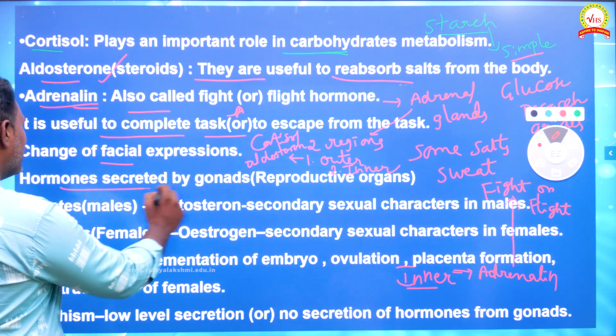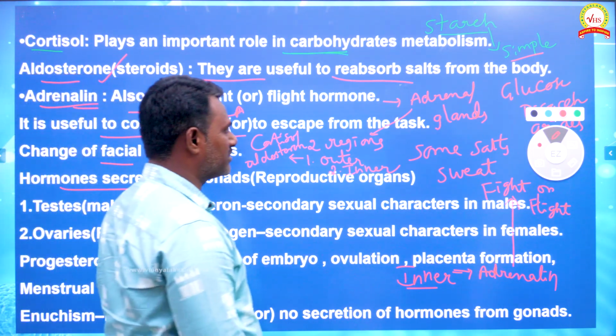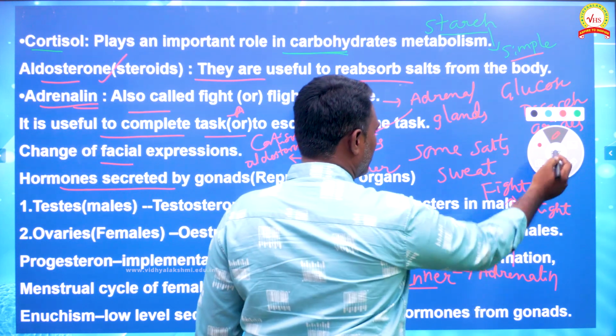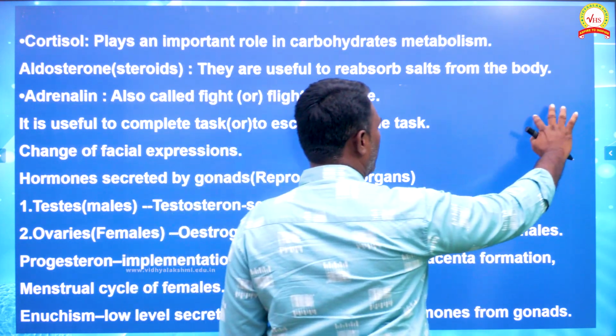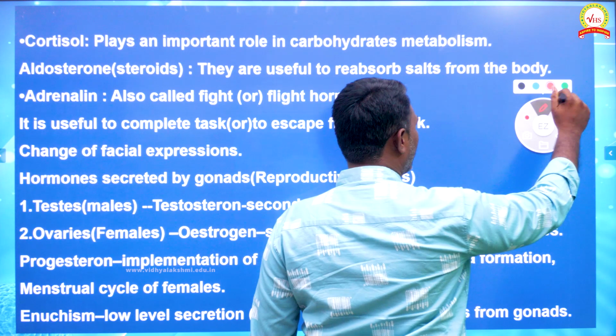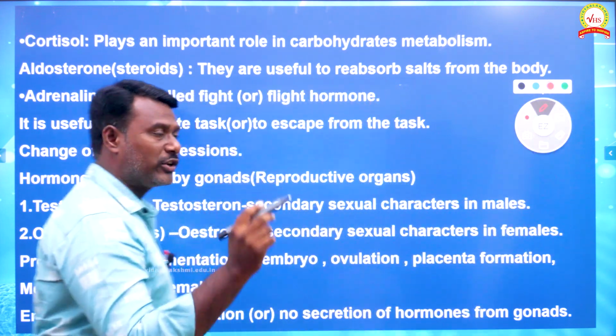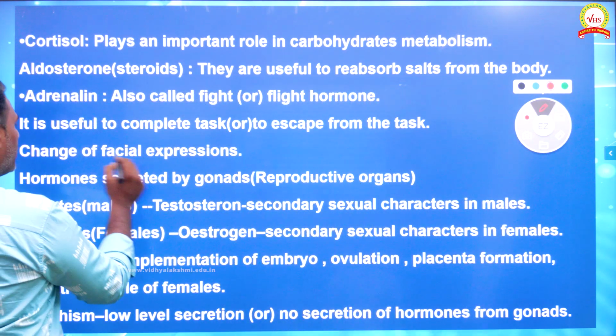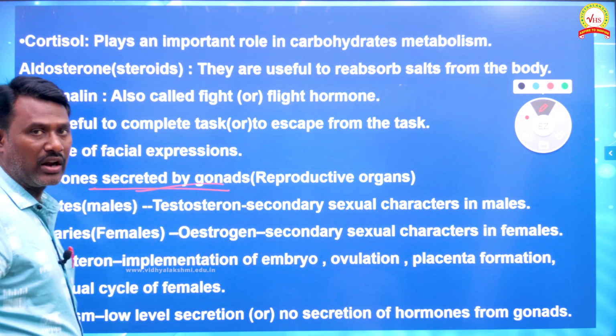Next one is the hormones secreted by the gonads. Gonads we can simply call reproductive organs.